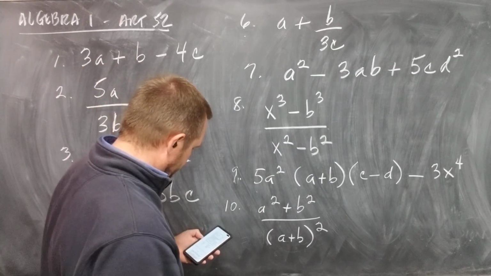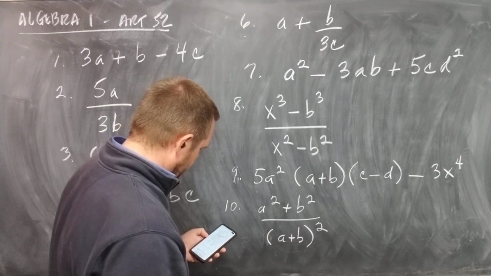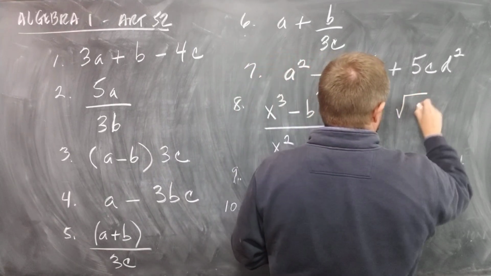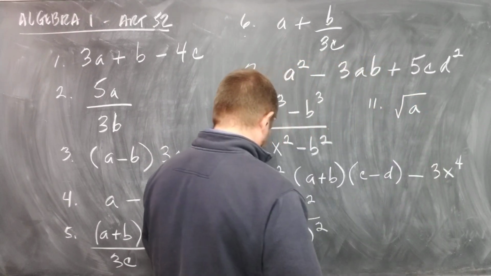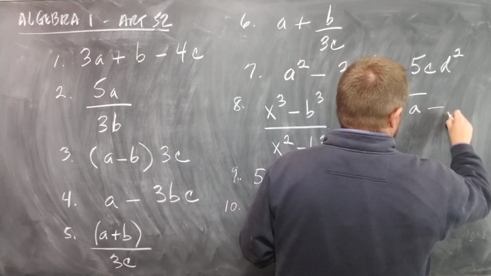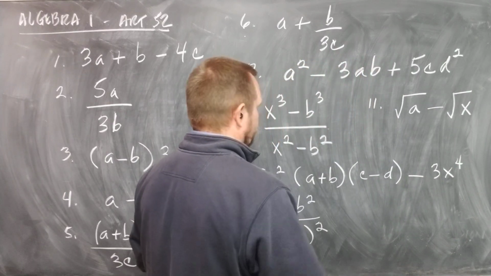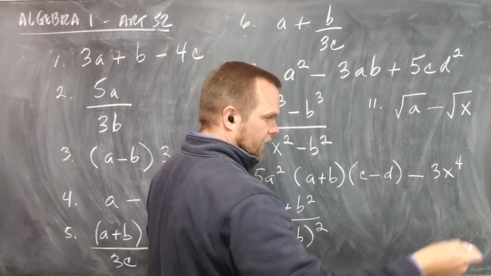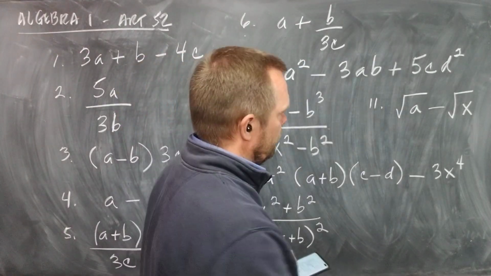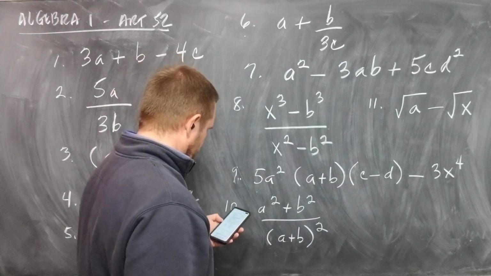Number 11. The square root of a, comma, minus the square root of x. The square root of a, and then there's a comma, which tells us that there's a separation of terms, minus the square root of x. That's correct for number 11.